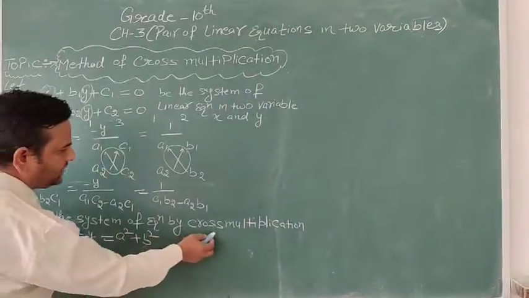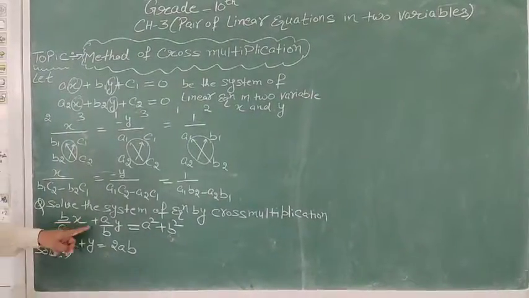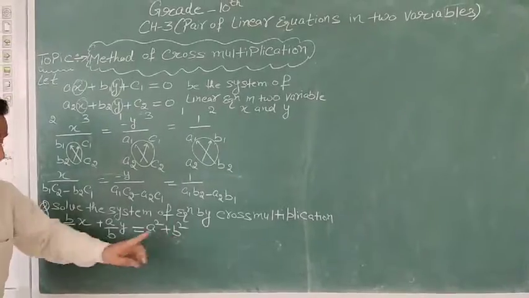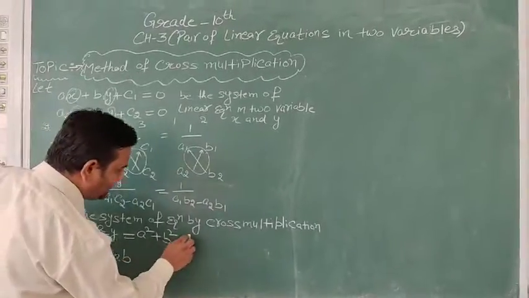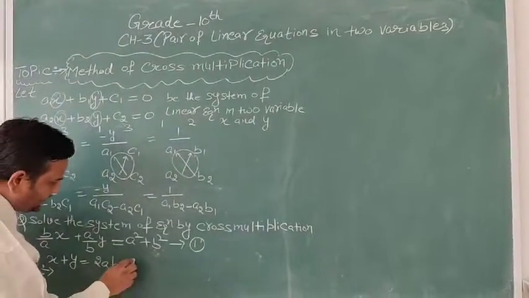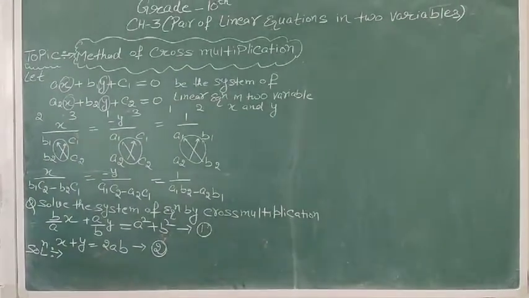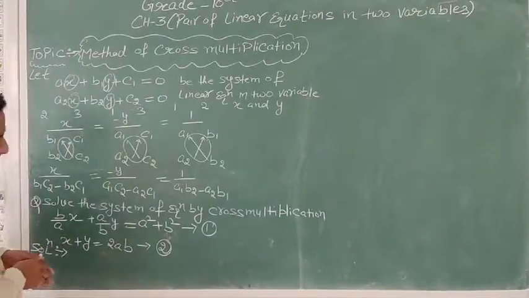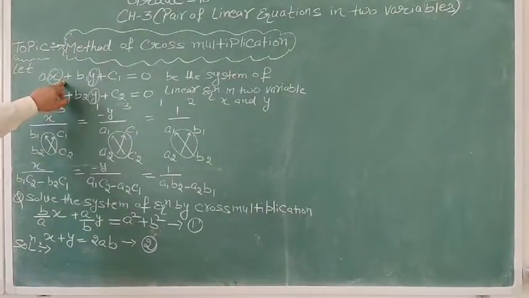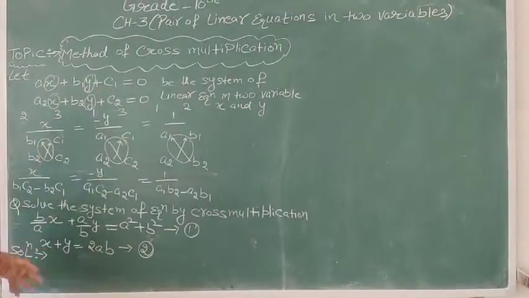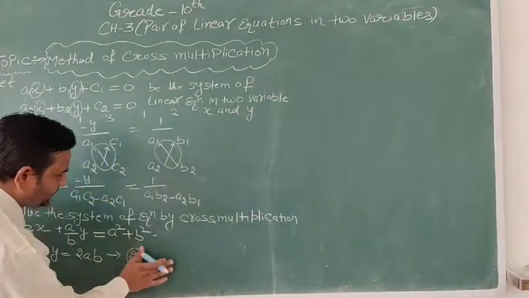Solve the system of equations by cross multiplication, and the equations are, guys, b upon a x plus a upon b y is equal to a square plus b square, and x plus y is equal to 2ab. Let this be equation 1 and this be equation 2. But before giving equation 1 and 2, it is very important that you take the whole term to the other side, because for the comparison we have to compare with a1x plus b1y plus c1. It means the entire terms go to the left side.